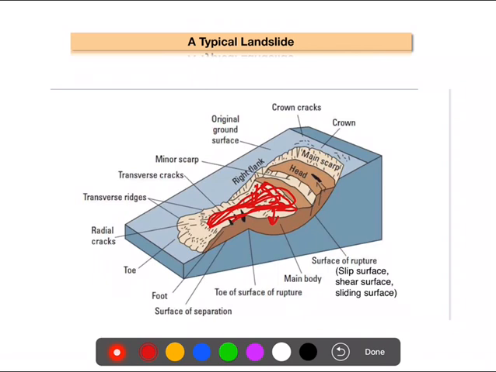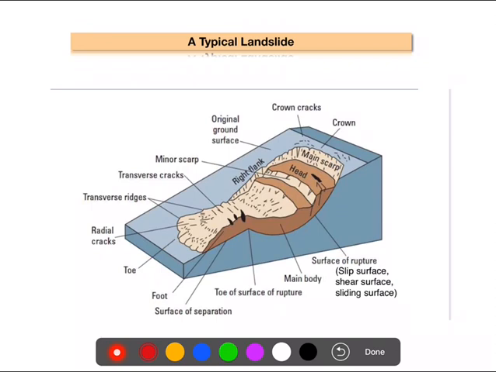So what is a minor scarp? There will be a steep surface developed within this displaced material, produced by differential movement of different layers within this failed part. So that is called your minor scarp. I'll give you one picture where you will be able to properly identify it.